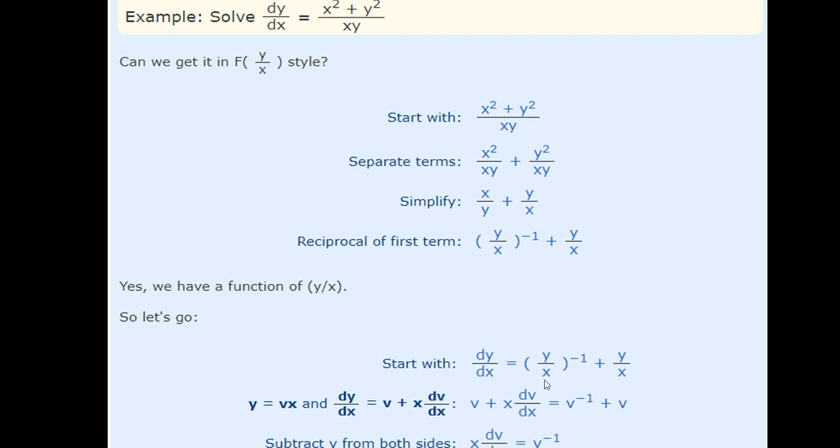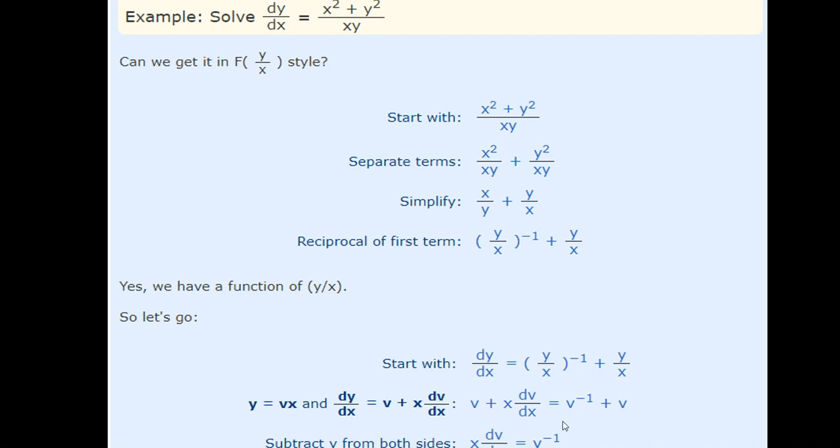Then the y over x here, which is raised to -1, will have an exponent of -1, and this is your v. Then if we subtract v on both sides of our equation, or simply, algebra tells you that if a particular expression is present in both sides of your equation, you can do cancellation. What remains is x dv/dx equal to v raised to -1.